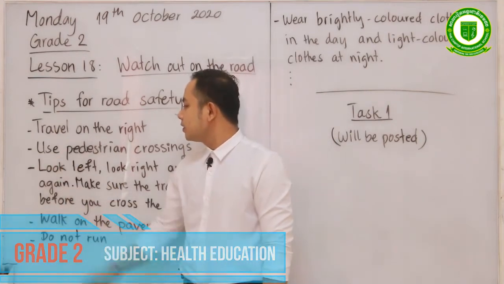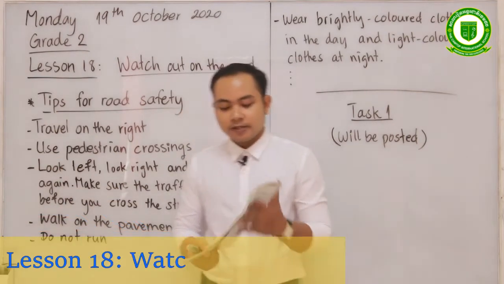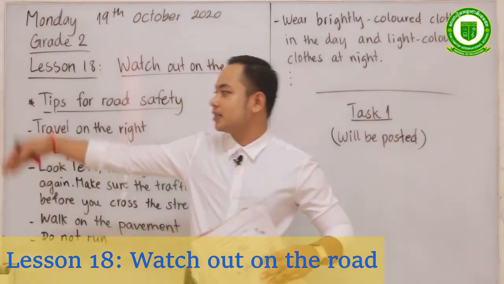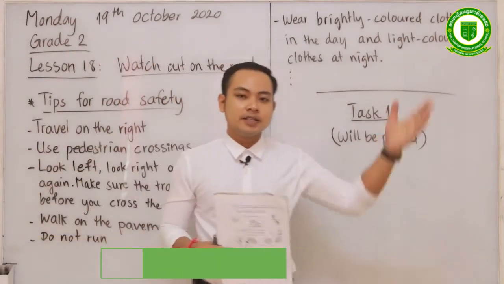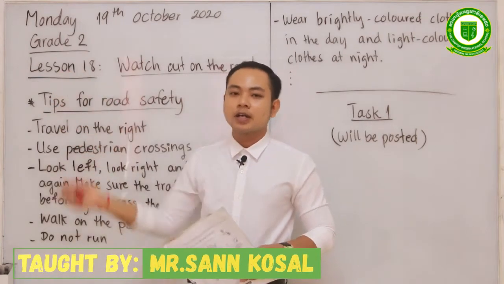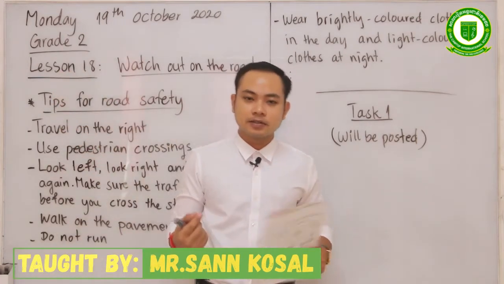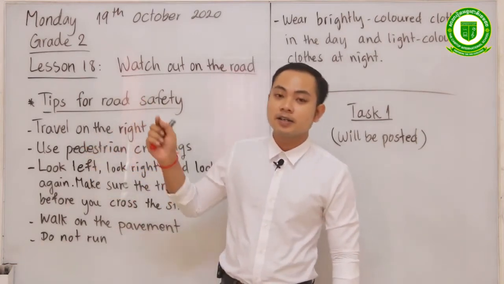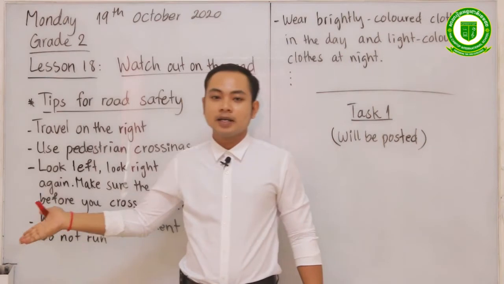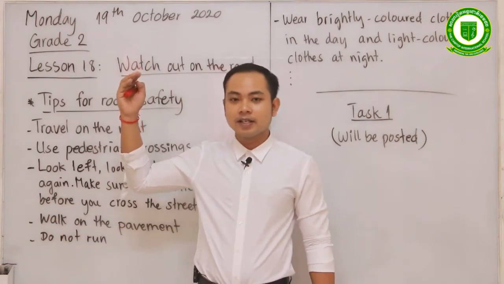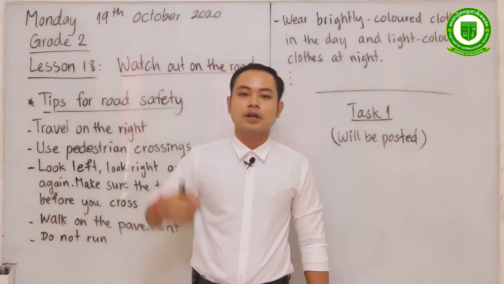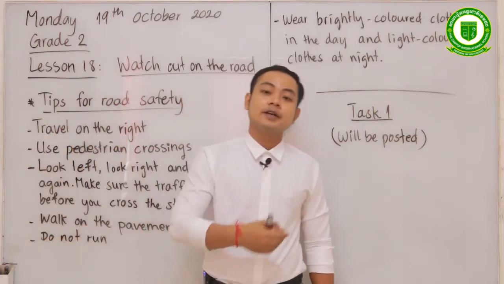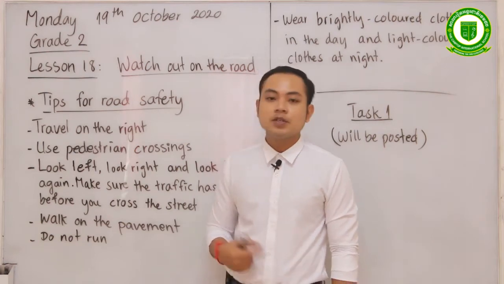Number 2, use pedestrian crossing. This is the pedestrian crossing. It is like a bridge over the street. You can walk up on it to cross the street. This is called pedestrian crossing. A pedestrian crossing is a sky bridge that we can walk over the road, so that you can cross from one side of the road to the other side. So you have to use it.